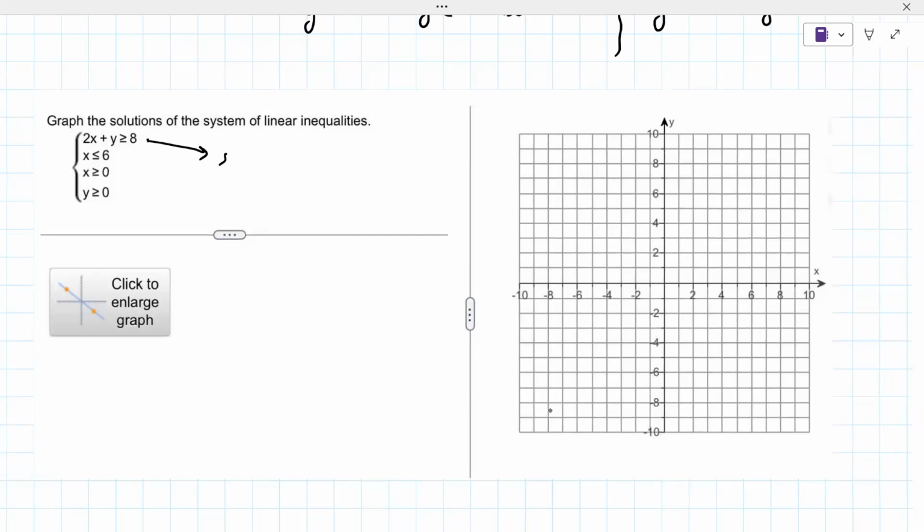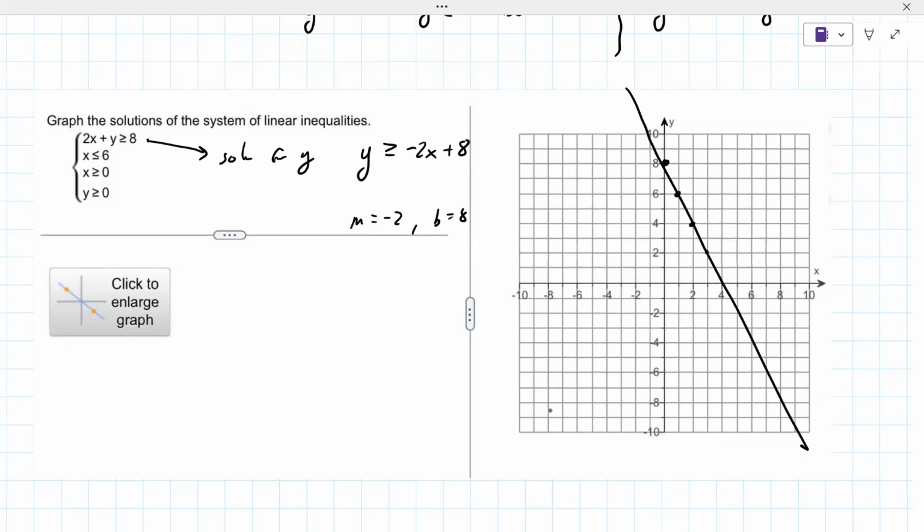All right, so this one we're going to solve for y. So you end up getting y greater than or equal to minus 2x plus 8. If it's not too bad, solve it for y, because then it's just like the last ones. The slope is -2, the b value is 8. You go up to 8, down to right one, down to right one, and so on. It's a solid line again. Now, because it's y greater than, you're going to shade above.